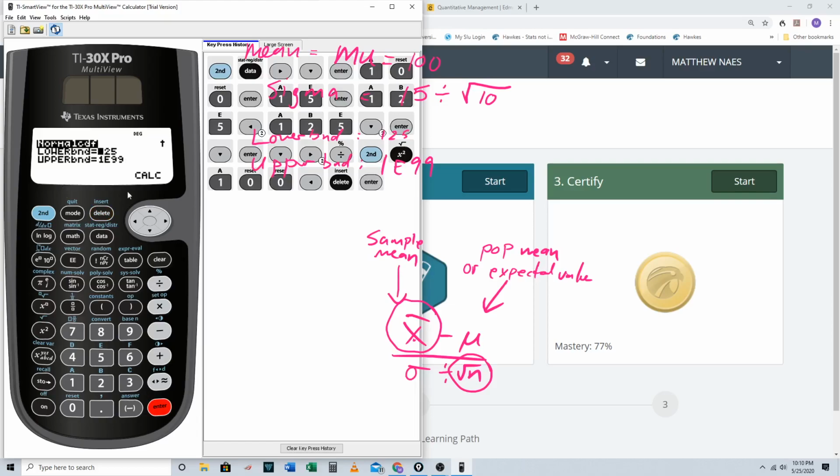It's going to take you to the next page, which we left as 125. If you scroll back up, you're going to see that number change. That is 15 divided by the square root of 10. That's what that is. So it's going to change once you press enter. And that's okay.